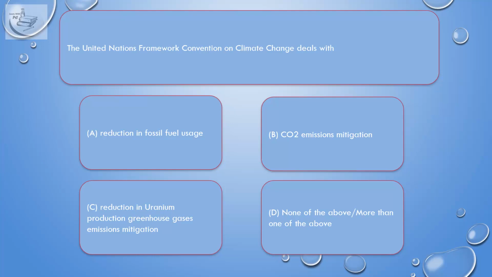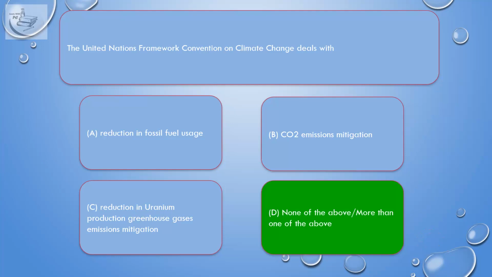Question: the United Nations Framework Convention on Climate Change deals with A. Reduction in fossil fuel usage. B. CO2 emissions mitigation. C. Reduction in uranium production, greenhouse gases emissions mitigation. D. None of the above. More than one of the above. Correct answer is D. None of the above. More than one of the above.